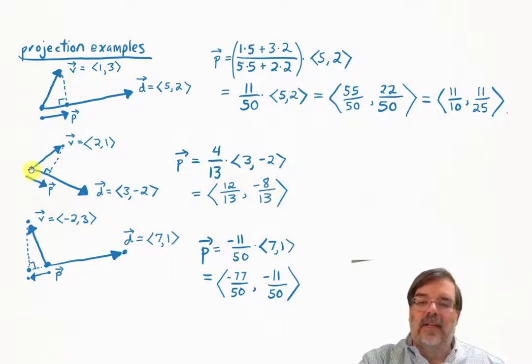Right, in this case, it's not exactly a to-scale diagram, but it's kind of close. We go to the right, and we're going down a little bit in this case. That makes sense because the vector d is also pointing downish.